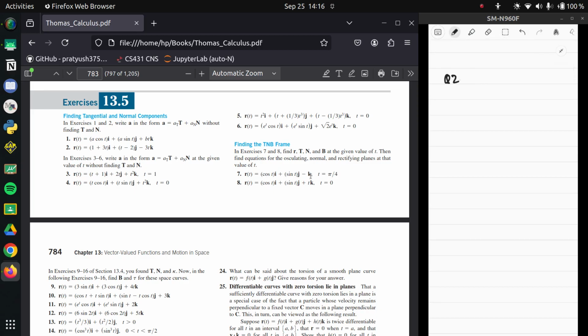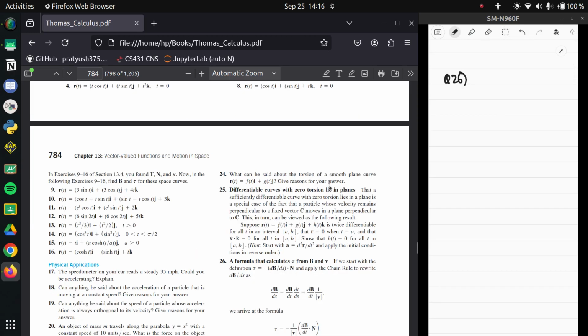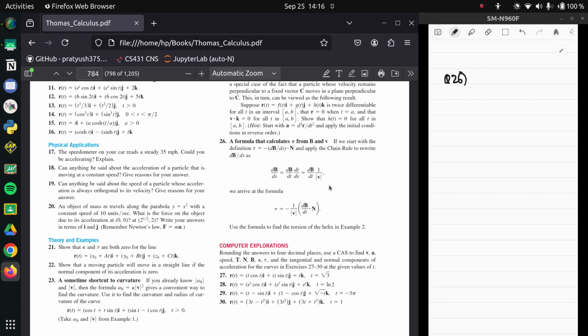Question number 26. 26 is a formula that calculates tau from v and a. If we start with the definition, we want to arrive at this formula. So we write dB by ds as this stuff, it's pretty normal, and tau is defined as this. Use the formula. This formula is well known. It was dB by ds, now it's minus 1 by v, and so on.